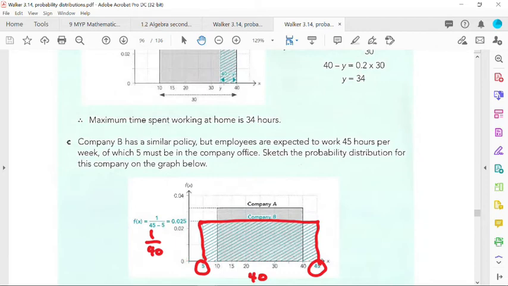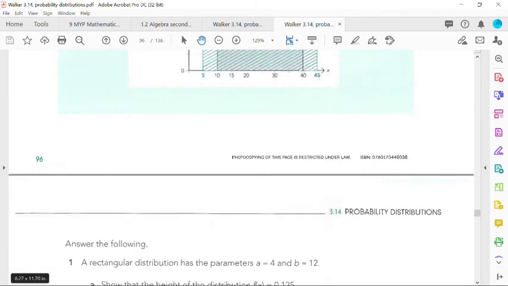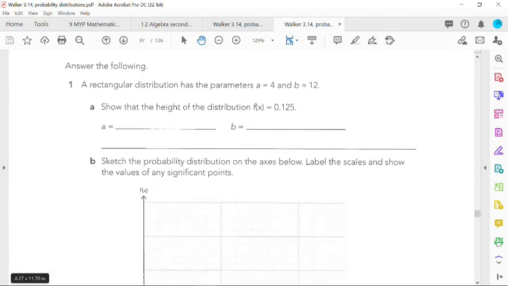All right? So do you see the changes? Does that make sense to you? Let's look and see if they give us a question about that. Nope, the question was just to sketch it.